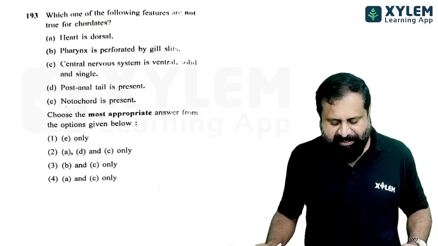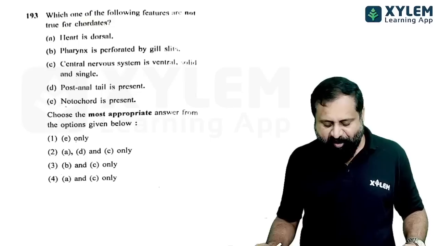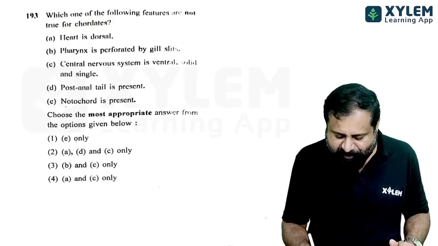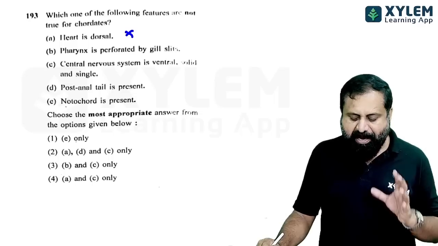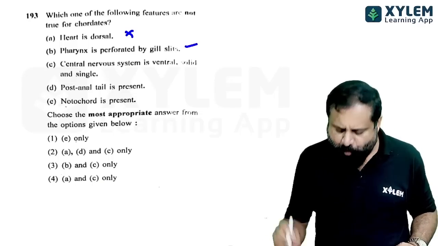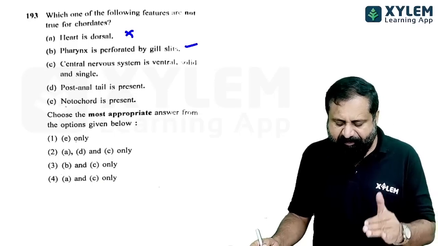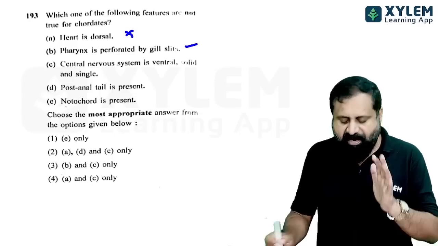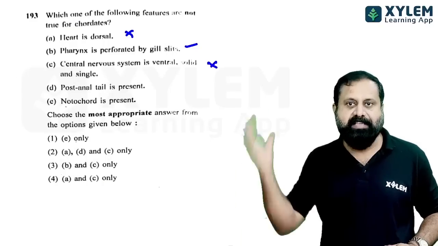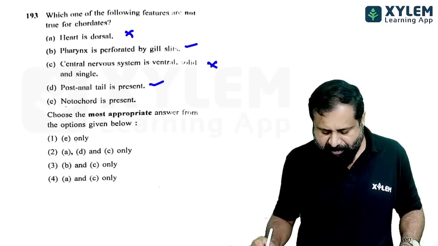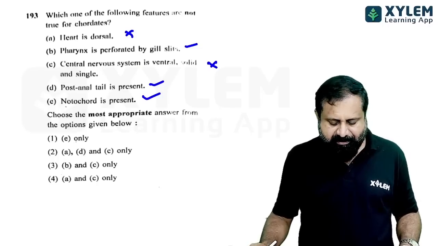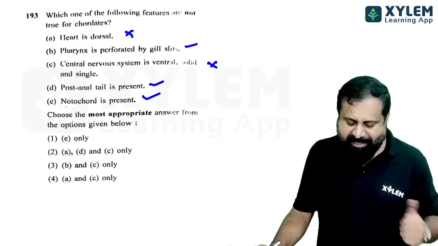Then 193. Which one of the following features are not true for chordates? Heart is dorsal. In case of chordata, heart is ventral. So this is false, not true. Pharynx is perforated by gill slits: true. Central nervous system is ventral, solid and single: false, wrong. It is actually dorsal. Postanal tail present: correct. Notochord is present: correct.